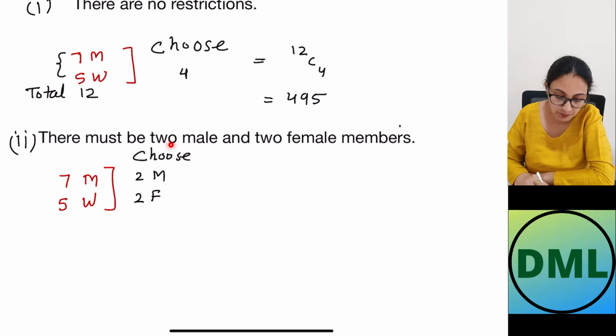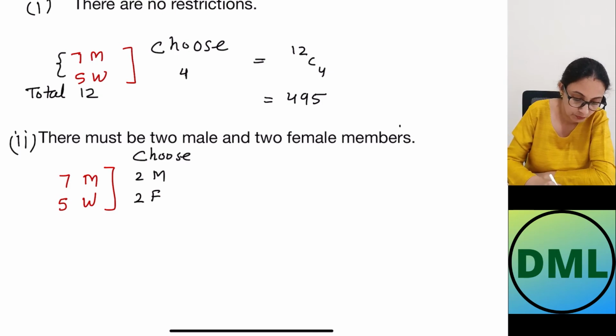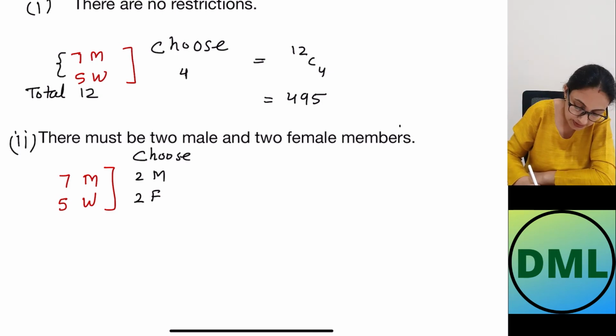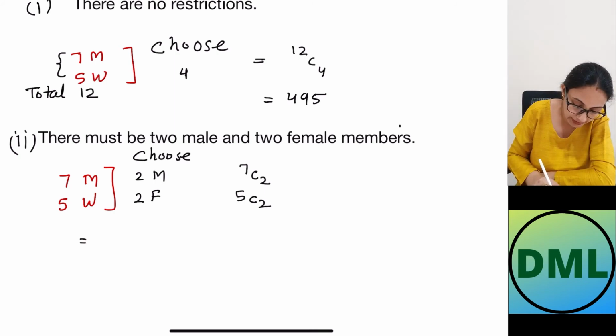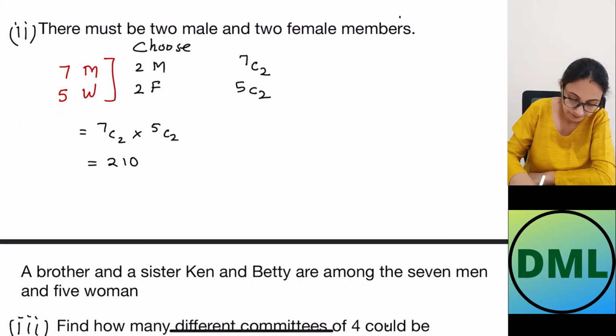Now there must be 2 male and 2 female members. So we have 7 men and 5 women. Out of that we are choosing 2 men and 2 women. So this can be done in 7C2 and 5C2 ways. Because I am doing it together, I need to multiply my answer. So my answer will be 7C2 multiplied by 5C2. If you solve it, your answer will be 210.